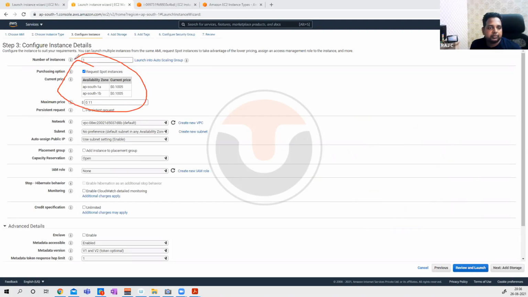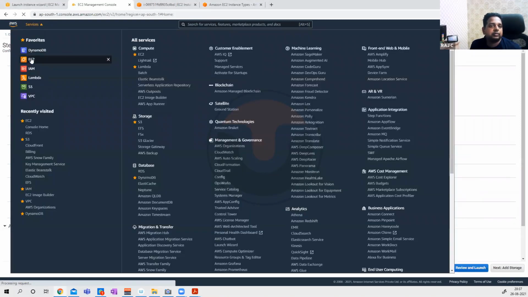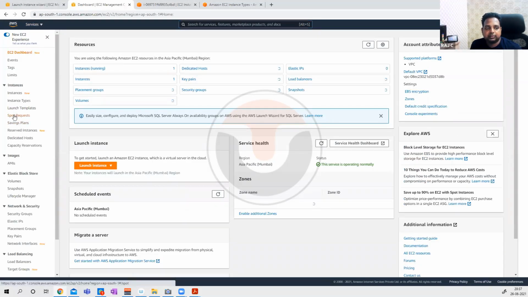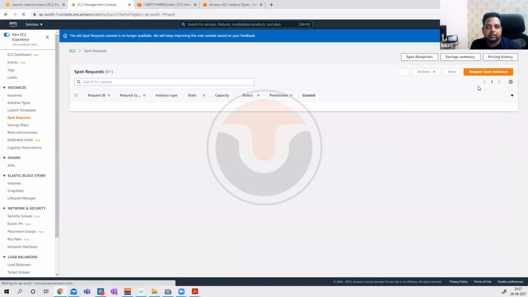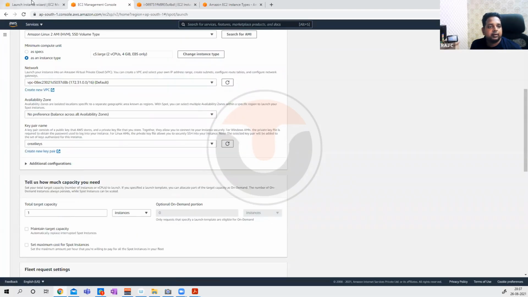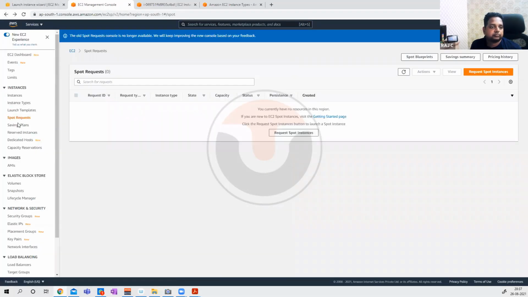Here is the spot answer. You can also ask the question, how do I go and see the reserved instances, right? So coming back here, all the way to the EC2 console. On the left side, you have spot requests, the same thing you just saw already. In the left menu, you have something called spot request. You go and request a spot instance, right? And other options are savings plans and reserved instances.